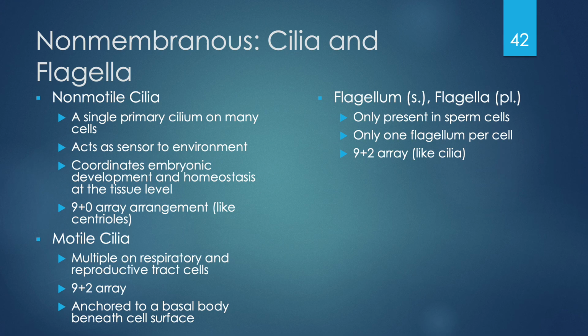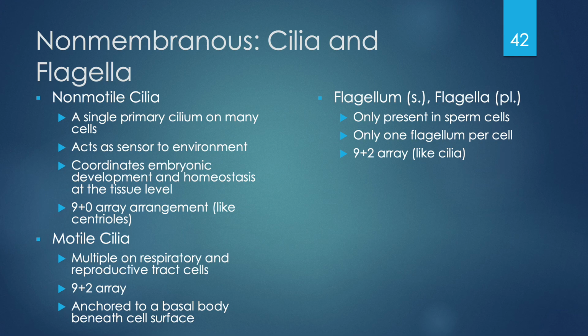I hope you recall our discussion about cilia and flagella from a few slides ago, because these are also non-membranous organelles. Cilia can be divided into the categories of either being non-motile or motile, which really just means do they create movement. So non-motile cilia do not create movement. They have a totally different responsibility. Non-motile cilia are going to act as a sensor to the environment. This is important because each cell that has this non-motile cilia will only have a single cilium. That one single primary cilium is going to be responsible for coordinating embryonic development and maintaining homeostasis at the tissue level. Because that cilium is going to be sticking up off of the plasma membrane, it's going to be able to interact with the extracellular environment. The non-motile cilia have a 9+0 arrangement, so they look just like centrioles, like what we talked about before.